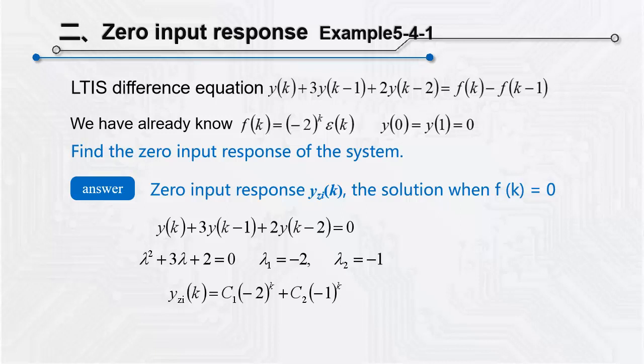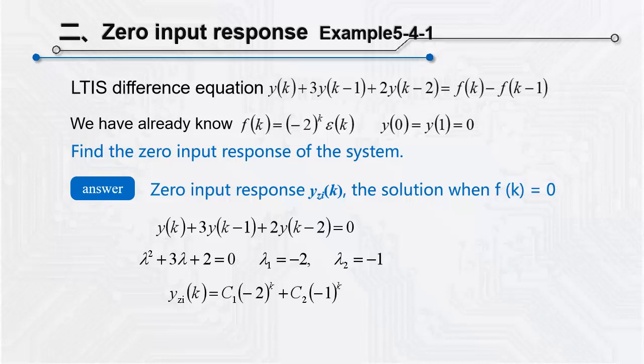So, let's do an example where we solve for the zero input response. Given the difference equation of an LTI system, with input excitation f(k), and the initial values y(0), y(1) of the full response, find the zero input response of the system. According to the concept of zero input response, the excitation f(k) is equal to 0, so the difference equation becomes a homogeneous difference equation.